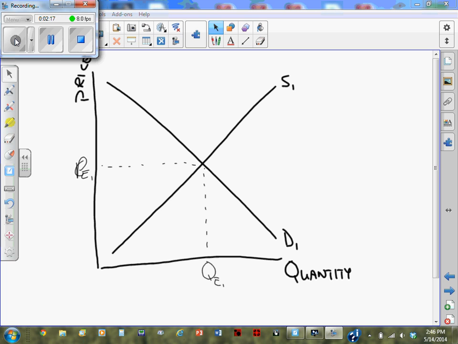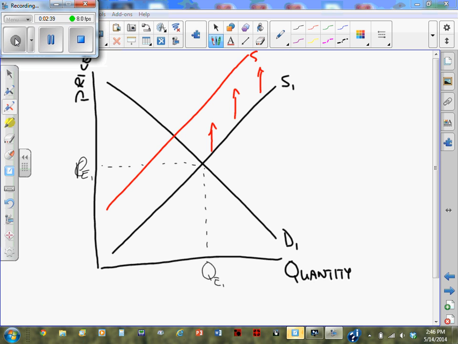Our next step is to add the amount of the tax. What you do to add the amount of the tax is you add the amount of the tax to each and every point of the supply curve. So you're shifting up by exactly the amount of the tax. My arrows were only in there for illustrative purposes. I'm going to take them out right now.